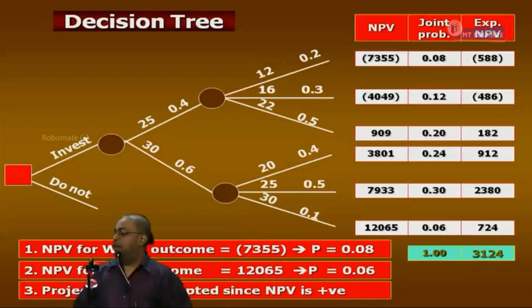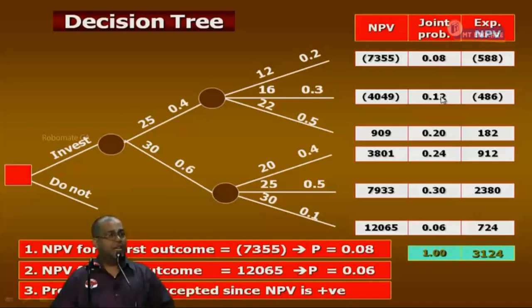Why 0.2? There are two negative NPVs, minus 7355 and minus 4049, with probabilities of 0.08 and 0.12. What is the probability of negative NPV? 0.2. What is the probability of positive NPV? 0.8. You can add all the positive probabilities, or also 1 minus 0.2 gives you 0.8. Now, when I said probability of negative NPV, the NPV may be 7355 or 4049. Since I use the word or, I added the probabilities. That is where we use addition for or and multiplication for and.